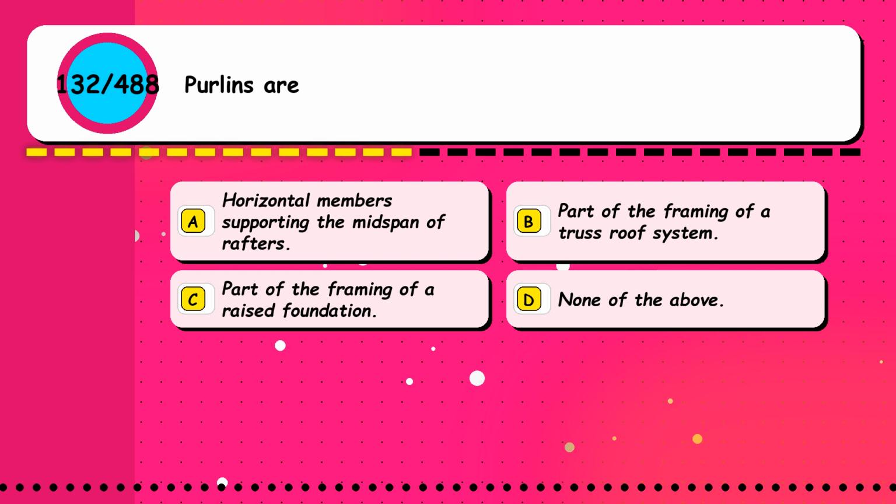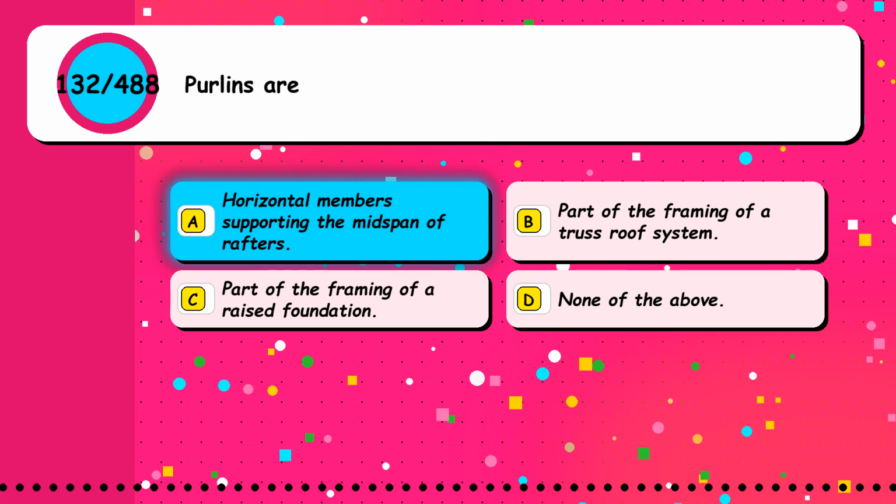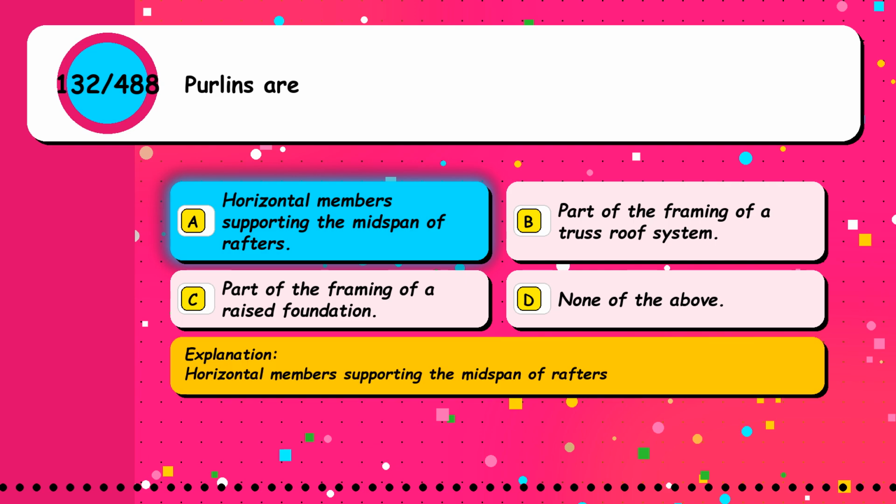Question 132. Purlins are: option A, horizontal members supporting the midspan of rafters. Option B, part of the framing of a truss roof system. Option C, part of the framing of a raised foundation. Option D, none of the above. The correct answer is option A, horizontal members supporting the midspan of rafters.